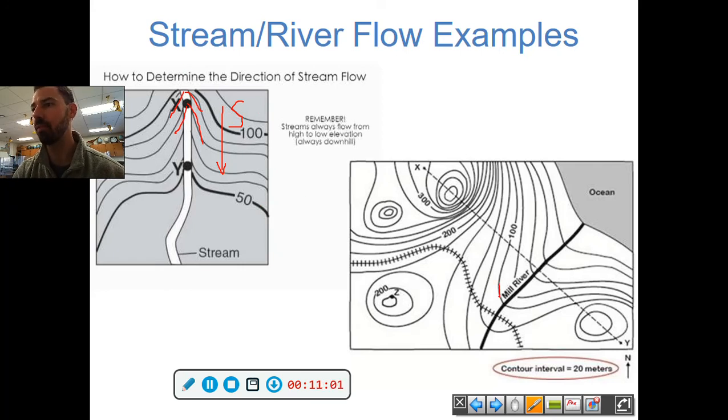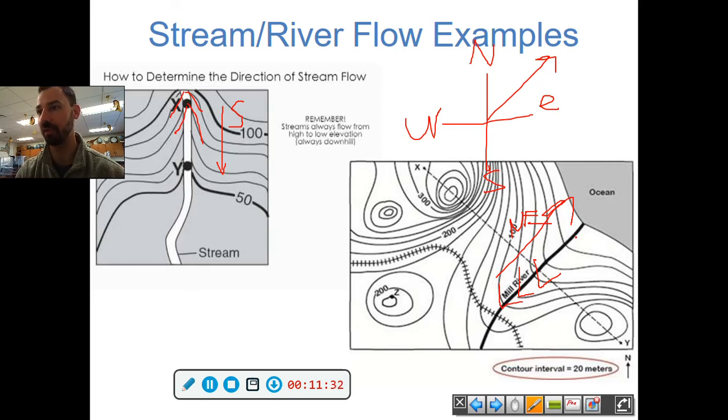Mill River, on the other hand, the V shape is pointing this direction, so the river is flowing this way. If you do your little compass rose, never eat soggy waffles, you'll know that this way is northeast. So this river in this case is flowing northeast, because the V shape points southwest, opposite the flow, so the river flows northeast.